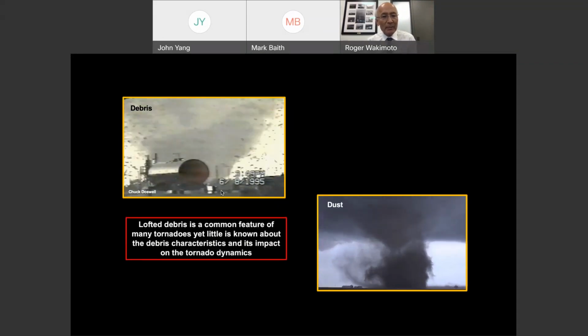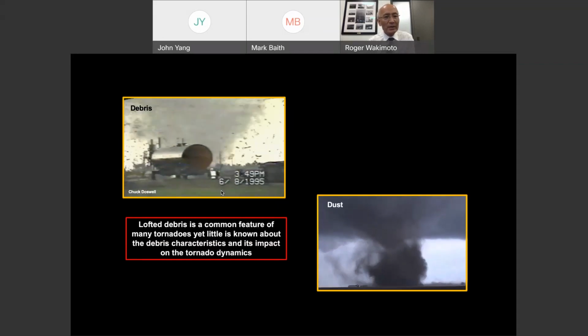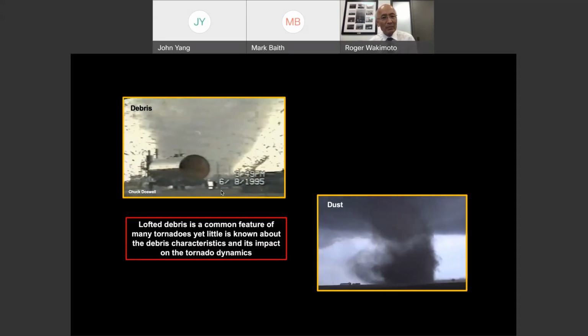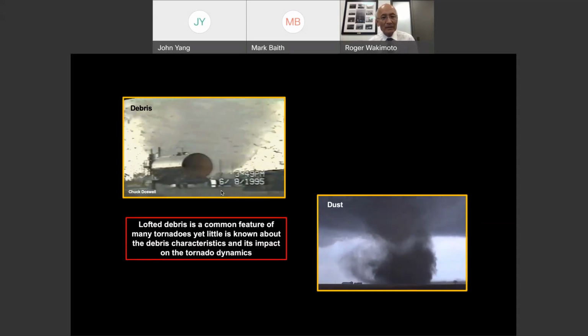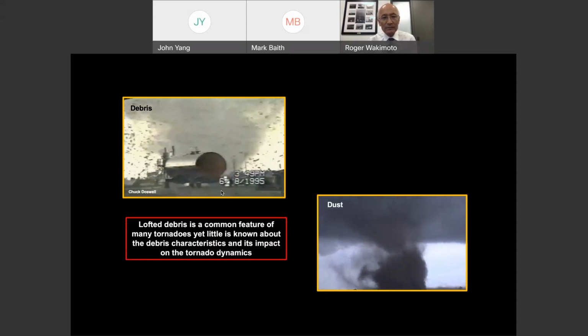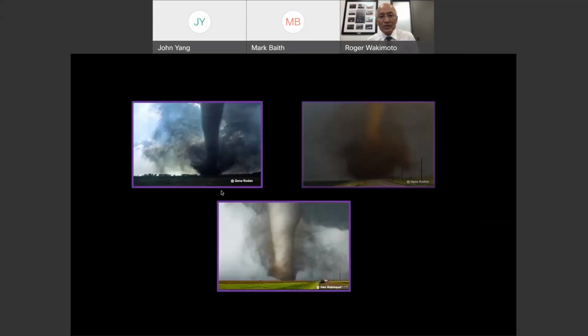Now, lofted debris is a common feature of many tornadoes, but actually little is known about the debris characteristics and its impact on the tornado dynamics. I'm not going to be talking about its impact on tornado dynamics. There are other people that are looking at this. I'm looking more at the debris characteristics. These three images just show you that this lofted debris cloud comes in all kinds of shapes and sizes. In fact, in many cases, it's more spectacular than the tornado funnel itself.